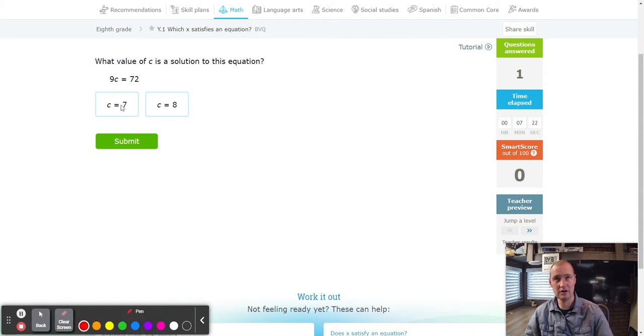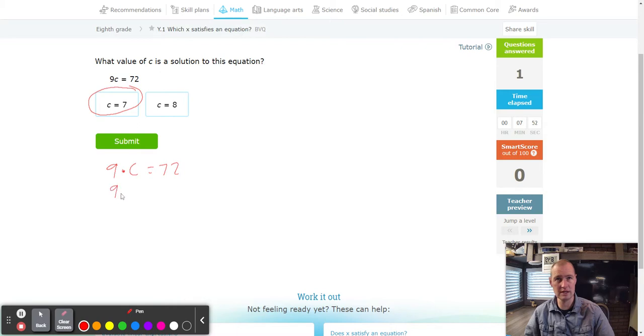I'll start with C equals 7. So whenever you have a constant, the 9 is a constant, and a variable, which is going to be C, they're multiplied. Whenever you see a number and a variable next to each other, they are multiplied. So you're probably thinking, well, Mr. Painter, that says 97. No, it's not 97 because you're multiplying, not just plugging it in. All right, but we got C equals 7.